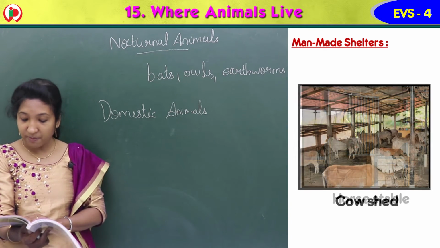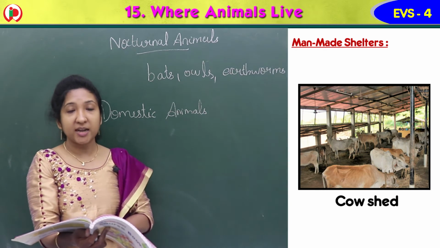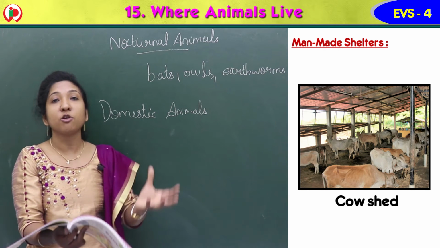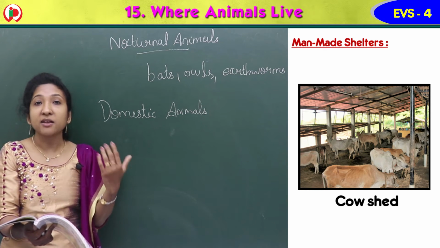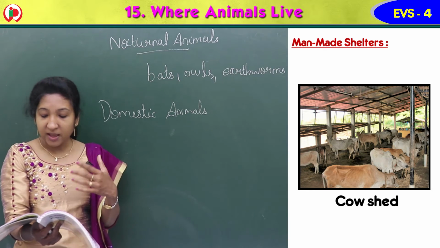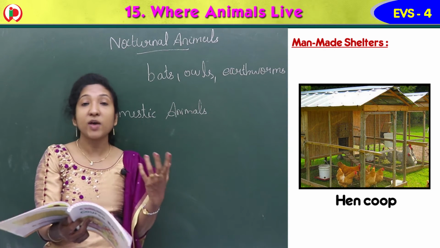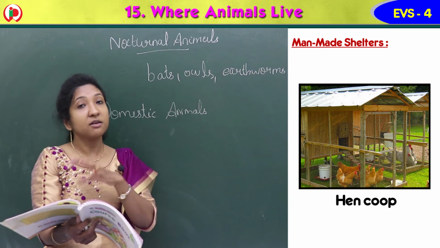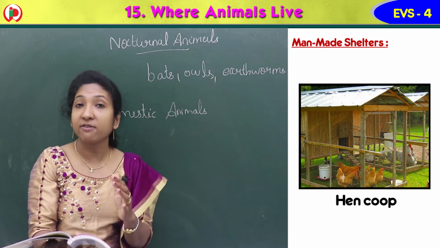Then a cow and a buffalo live in a shed. So they are farm animals, and human beings build shelter for them. They build a shed for them, and cows and buffaloes live in that. Hens live in a coop. Where do hens live? Hens live in a coop. That is the shelter of a hen.